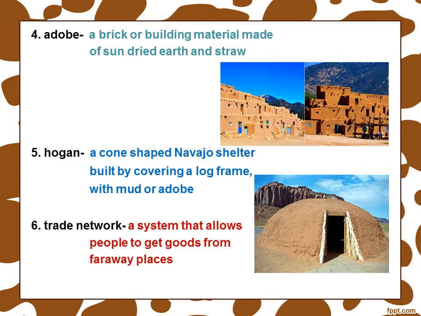And last one, we have trade network. It is a system that allows people to get goods from faraway places. So tribes traded surplus goods for more scarce materials, Grade 5, and this trade network developed to connect various or different tribes of people.